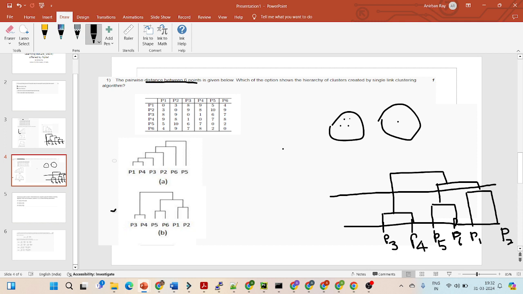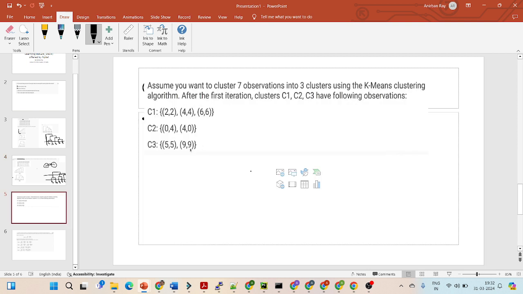In simple link, suppose you have many points and there are two clusters. You look for the minimum distance, and in the other case we look for the largest distance, which can be this one. Okay, like that. Next.